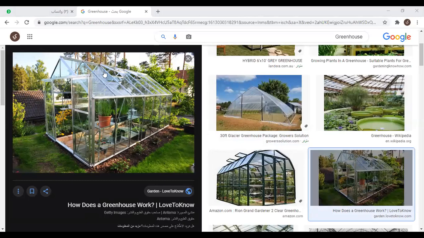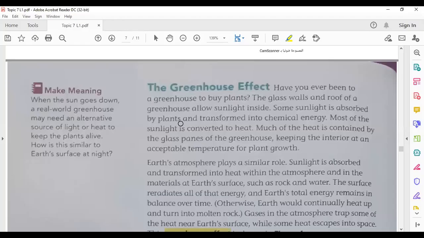Okay, let's start. Have you ever been to a greenhouse to buy plants? Okay, it's not important. Give yes or no as the answer. Have you ever been to a greenhouse to buy plants? Guys, is the sound working or not?